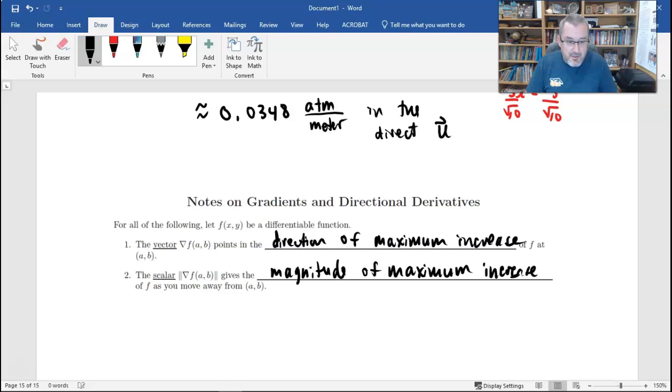So again, metaphorically speaking, if you want to experience the greatest increase in your output quantity, what would that increase be? Well, find the magnitude of that vector and you'll find out.